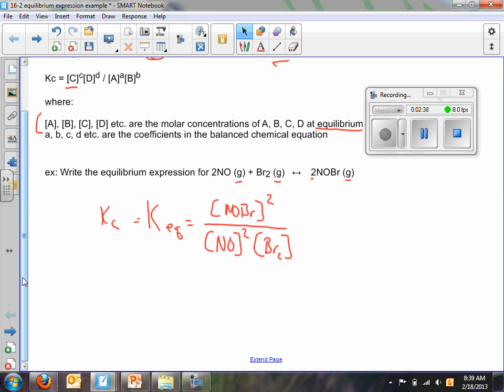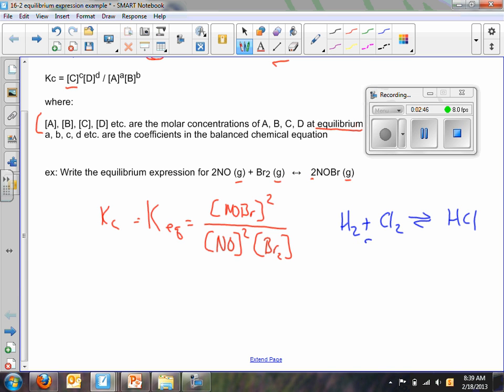If I had something like this, H2 plus Cl2 in equilibrium with HCl. And let's make these gases and this a liquid. You get a 2 there to balance it.